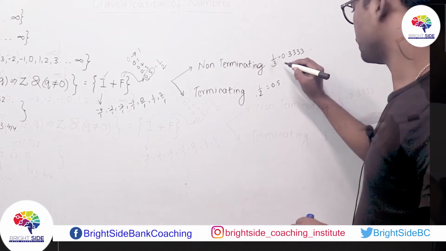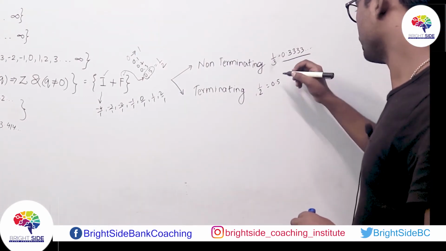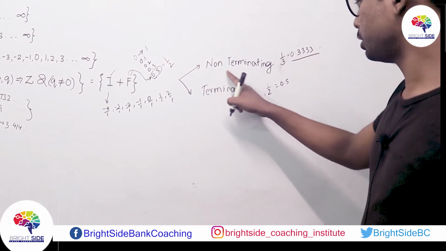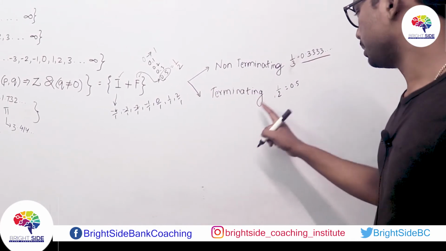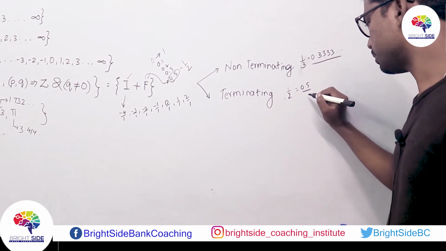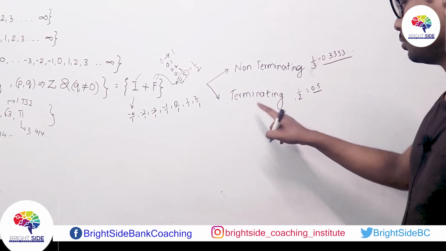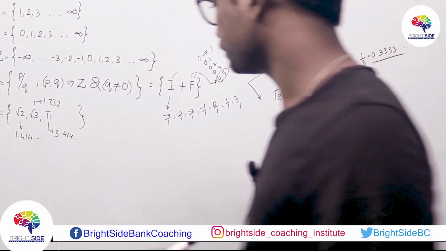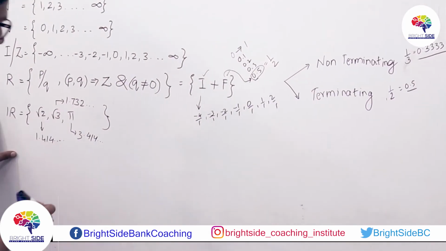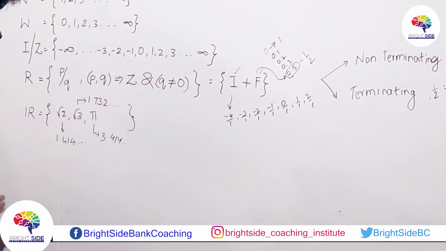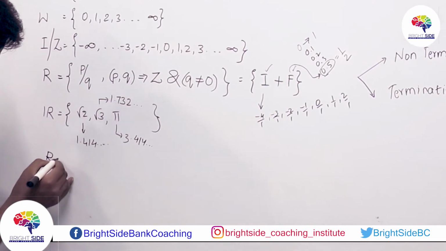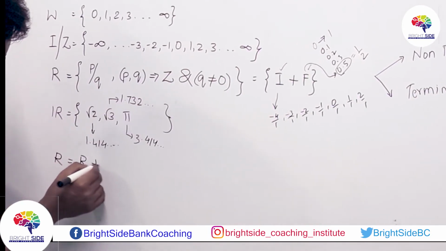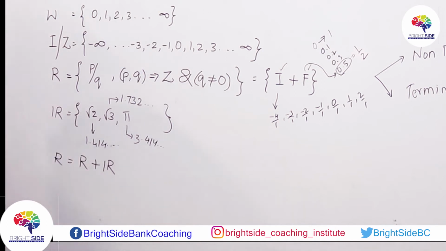Okay. So the numbers which are non-terminating or recurring, those numbers are called non-terminating rational numbers. The numbers which are terminating, after some point of time, those numbers are called terminating rational numbers. So these are all the classification of numbers. And we also have real numbers. Real numbers are rational numbers plus irrational numbers. So let us draw the Venn diagram so that we can understand better.